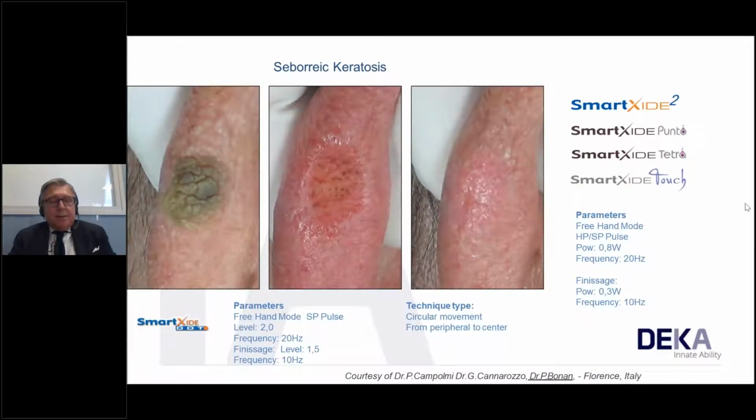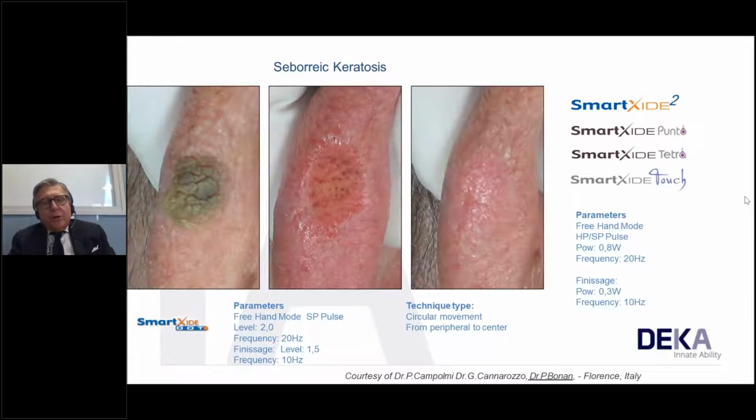Another case and the parameters. You can see on the left, SP mode 2.0, frequency 20 Hertz, and level 1.5 with the previous Smartxide DOT. On the right, the parameters with the HP or SP pulse and power 0.8 and frequency 20 Hertz. Please write down these parameters because they are very important with the freehand.